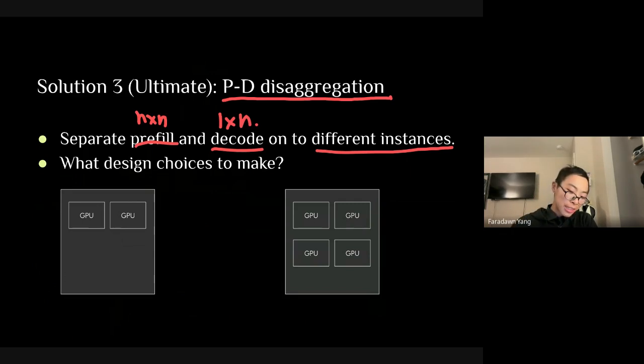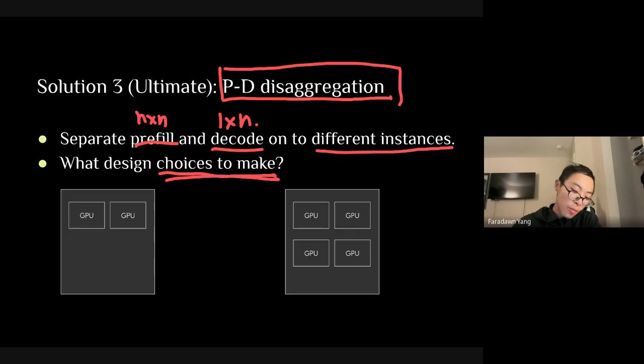However, if you were to design a prefill and decode system, what design choices should you make? How many prefill GPUs? How many decode GPUs? And in what situation should you have more prefill? And when should you use more decode?